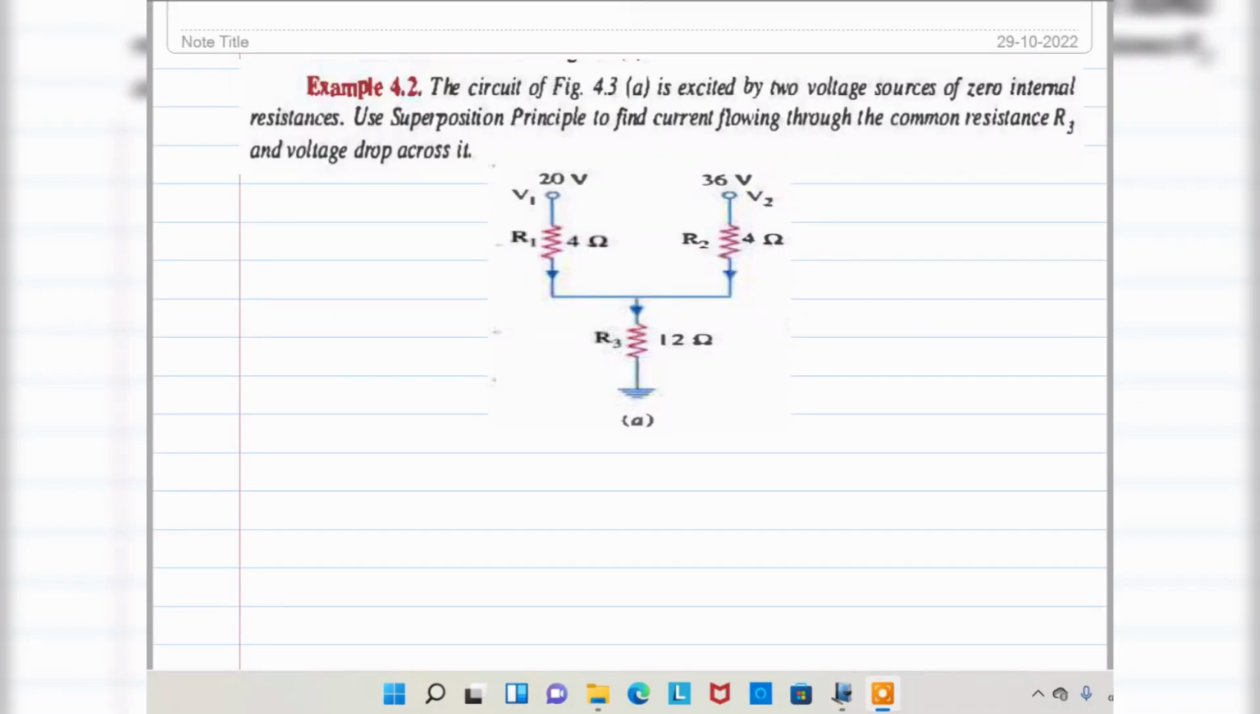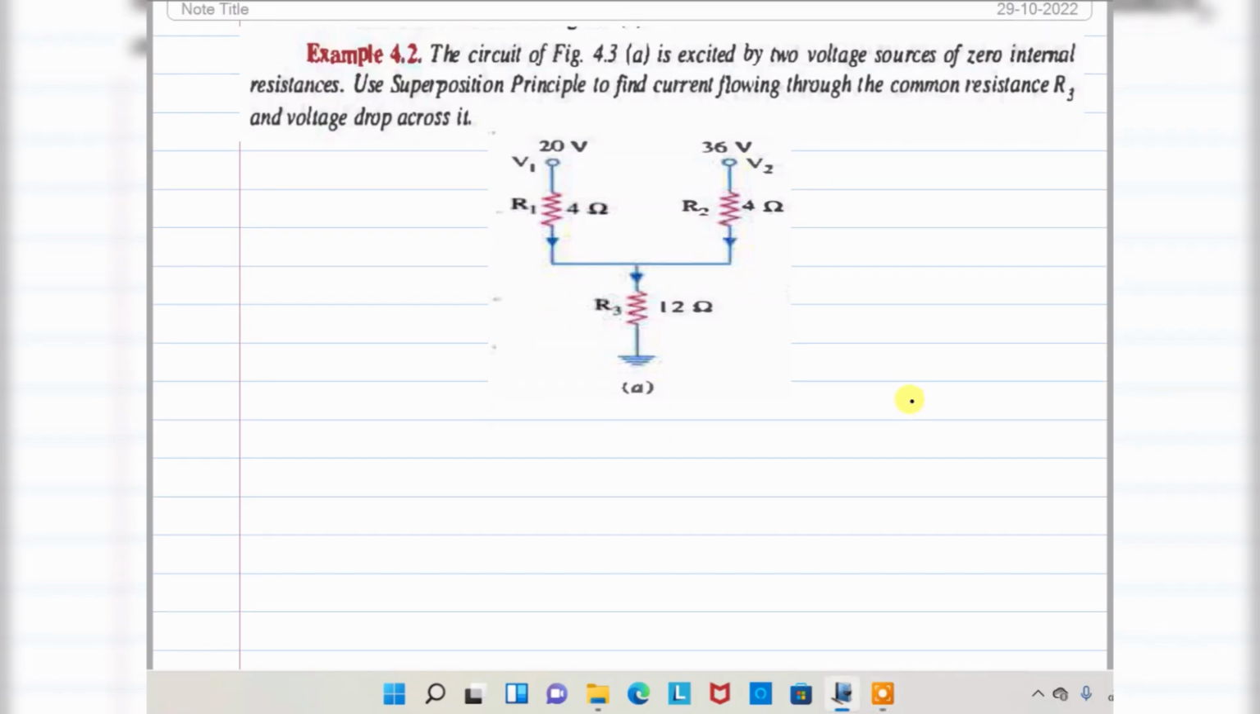Okay, next we are moving to example 4.2. So here the circuit shown in the figure is excited by the two voltage sources of 0 terminal resistances. So see here, this is 20 ohms and this 13 ohms. Those internal resistances are 0. That means ideal voltage sources. Use superposition principle to find the current flowing through common resistance R3. What is the common resistance R3? This is the common resistance R3 and voltage drop across it. Okay, you want to find out both the current as well as voltage. Let us do that.